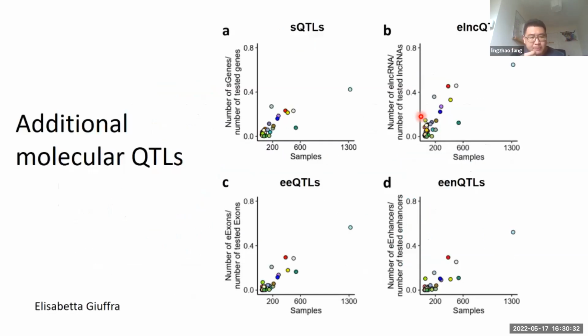So at this point, we think that the eQTLs are probably a good resource for downstream analysis. And we also did QTL mapping for another 4 different molecular phenotypes. The first one is called splicing QTL, and this is for lncRNA gene expression, for individual exon expression, and also for enhancer region expression.